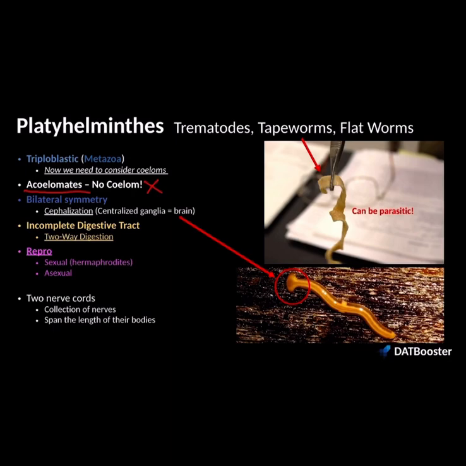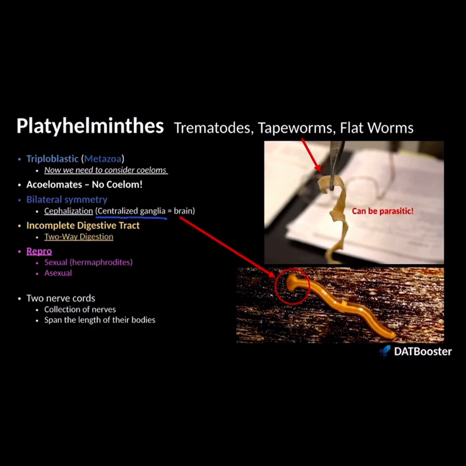As far as their body plans are concerned, they express bilateral symmetry. And in the last video, we discussed how bilaterally symmetric organisms are always going to be triploblastic. On top of being bilaterally symmetric, they also have cephalization. Remember, cephalization is the collection of nervous tissue towards that anterior head region. So their collection of nervous tissue is known as a centralized ganglia. You could think of this like a small little brain.